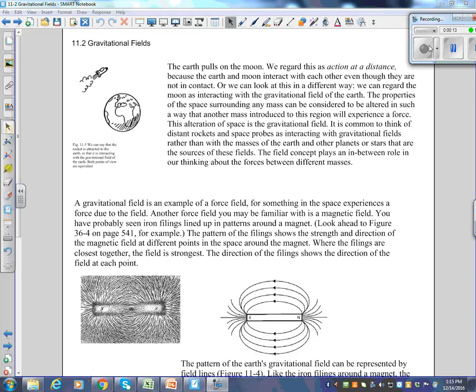So we're going to talk a little bit more about gravitational fields here. The Earth pulls on the moon. Here's the Earth. I'll use a tennis ball as the moon. And we know already that the Earth pulls on the moon. But is there anything connecting them? No, there is not. If I just put my moon model down, can I pull on it?